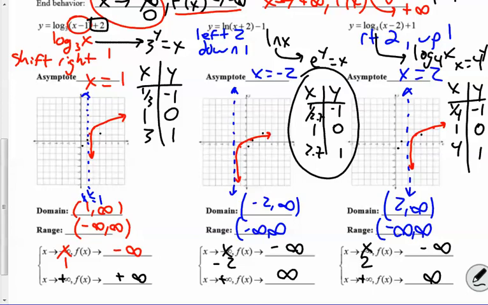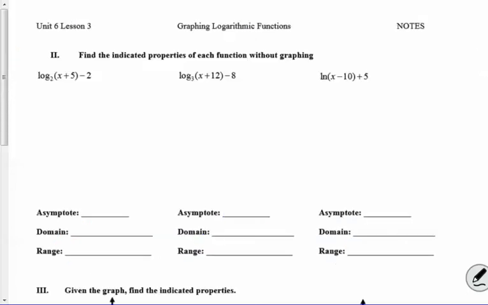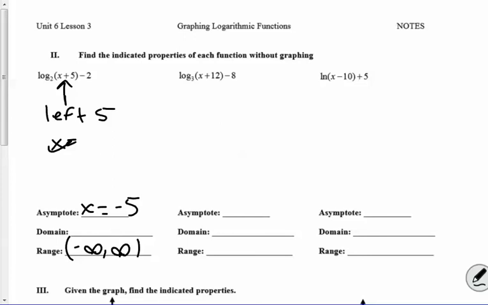All right? So let's move on to the next page and talk about just using the function to find these properties. Again, you know the range for any log is going to be negative infinity to positive infinity. The asymptote is determined by the horizontal shift. This is your horizontal shift. X plus 5 means left 5. Well, if the whole graph moves left 5 units, the vertical asymptote moves from x equals 0 to x equals negative 5.